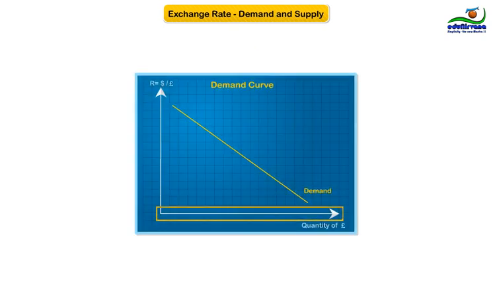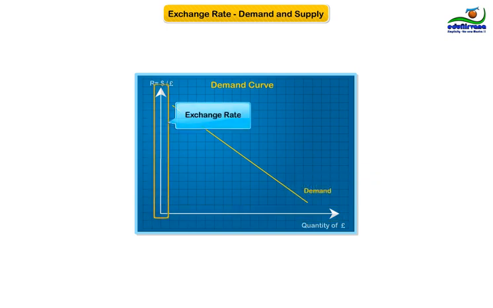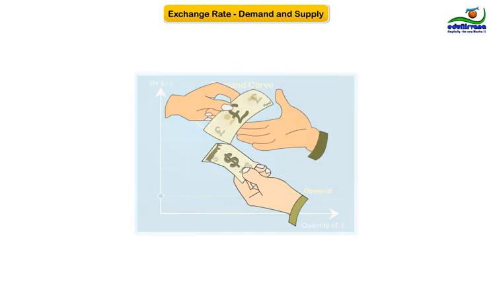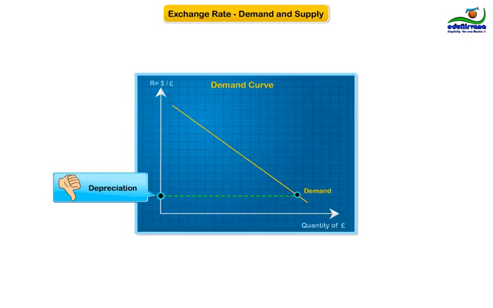The horizontal axis represents quantity of pounds demanded at various prices, that is, exchange rates. The curve is a normal downward sloping demand curve, indicating that as the exchange rate decreases, Y island people have to spend less dollars to buy pounds. That is, with depreciation of pound, the quantity of pounds demanded by Y island inhabitants increases.